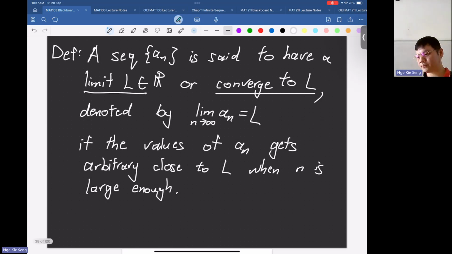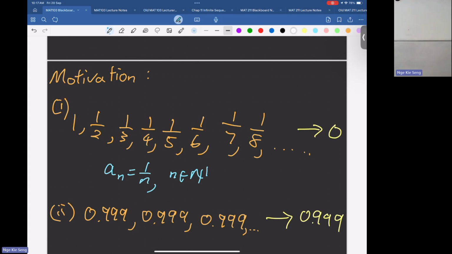I'll give you an example. Just now we claimed that 1 over n approaches 0. Can we get as close as we like to 0? How close can we get? Let's say distance 2 from 0. How many terms are less than distance 2 from 0? All of them, right? How about distance less than 1 from 0 then?